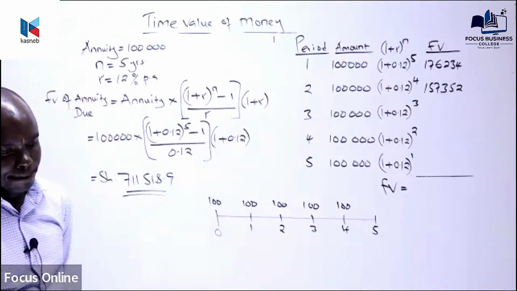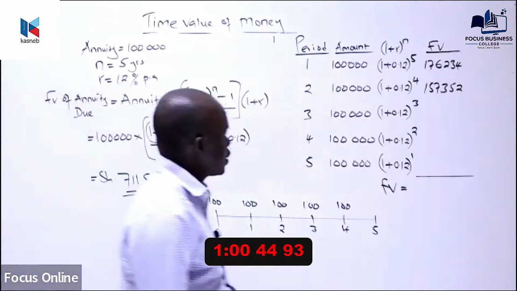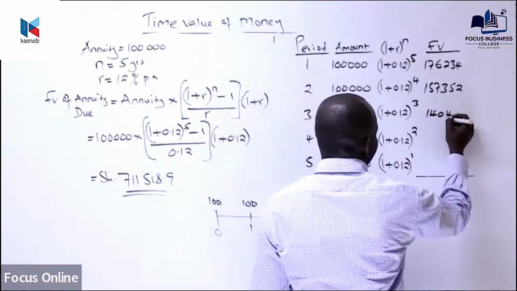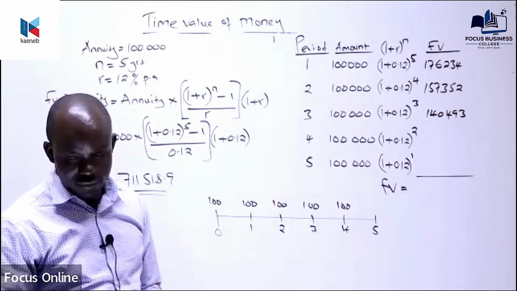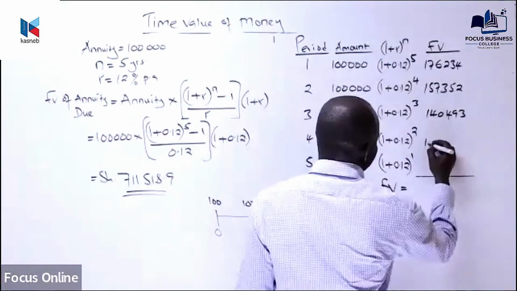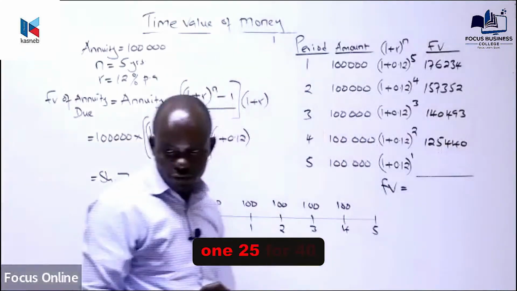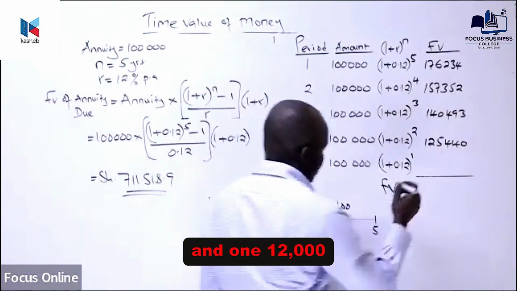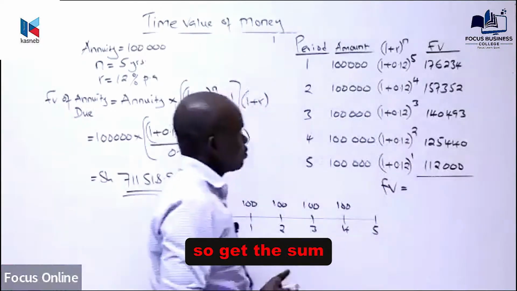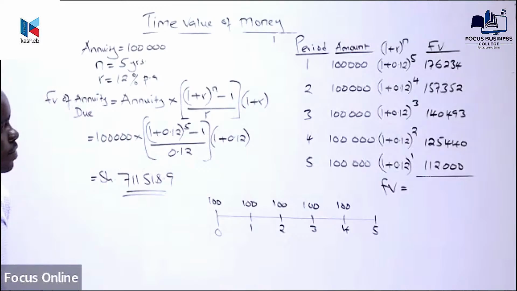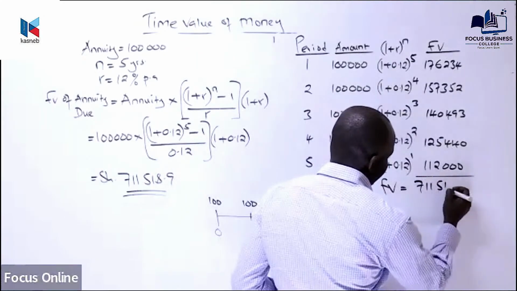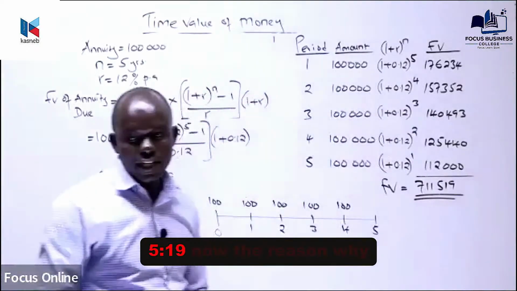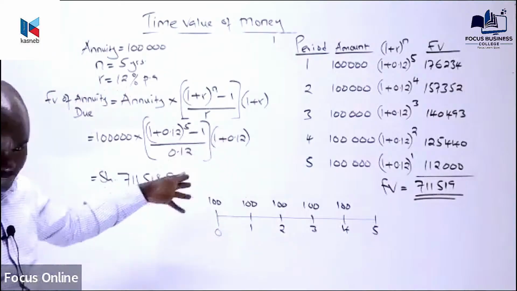Next 144,493, then 125,440, and 112,000. So get the sum. It is $711,519.